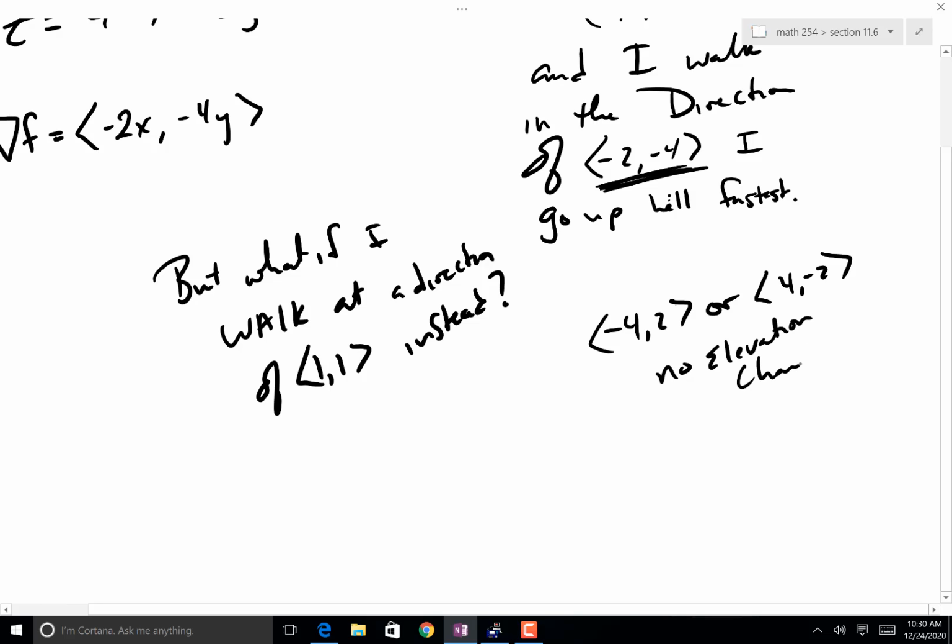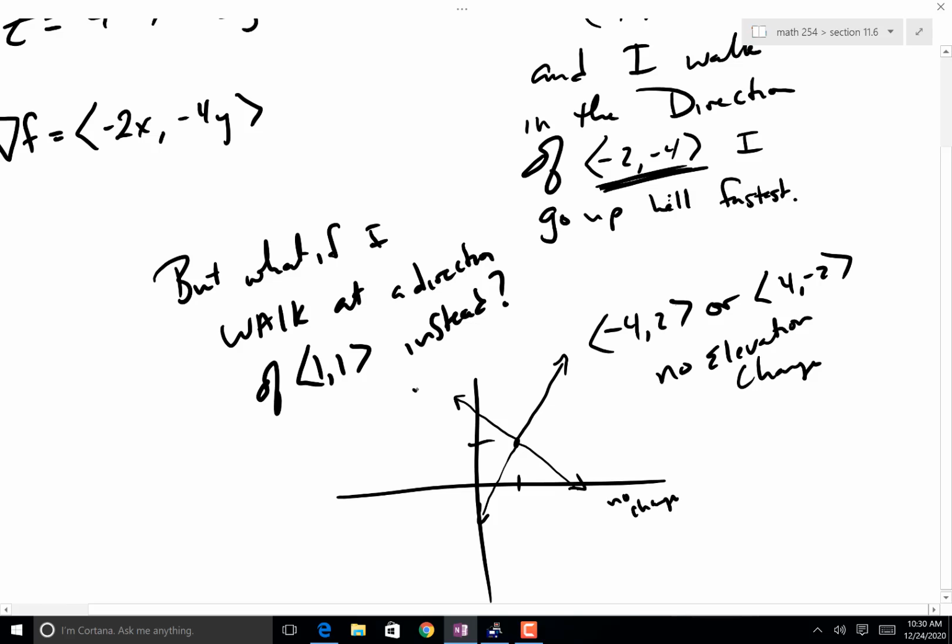So let's lay this off on the old grid. Here's 1, 1. That's my starting point. So we're saying we should walk this way to get uphill the fastest. We should walk this way to get downhill the fastest. This direction, there is no change. This direction, there is no change. Max increase. Max decrease. Therefore, if I were to walk towards the origin, would I still be going uphill? Yeah. But not as fast uphill. Are you with me? Not as fast.